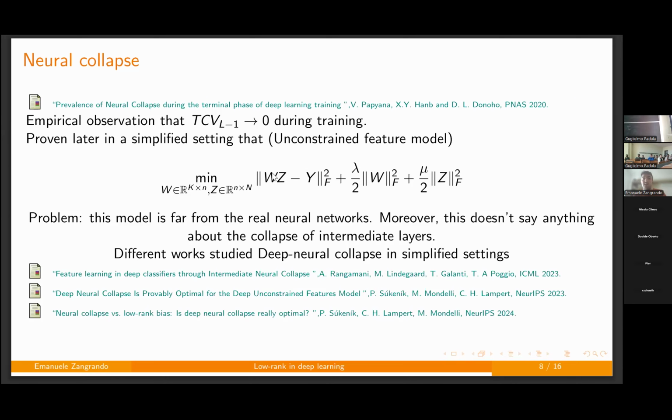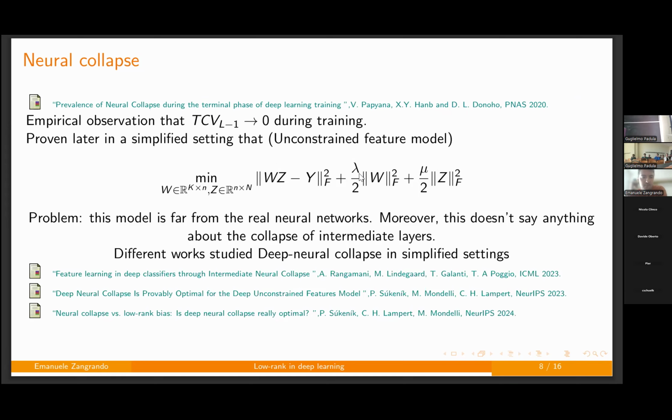The problem is that this model is far from what happens in reality with real neural networks, because of the fact that Z here is unconstrained. So essentially, the idea here is to think of Z as the backbone of an infinitely deep neural network or a very large neural network in some way. So we can move the matrix Z as we wish. And there is this regularization term here, which doesn't appear in weight decay.